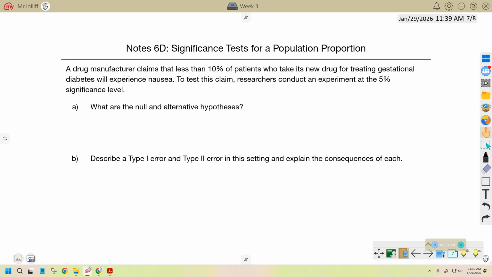Okay, last example. Deep breath, last example. That was so dramatic. All right, a drug manufacturer claims less than 10% of patients who take its new drug for treating gestational diabetes will experience nausea. To test this claim, researchers conduct an experiment at the 5% significance level. What are the null and alternative hypotheses?